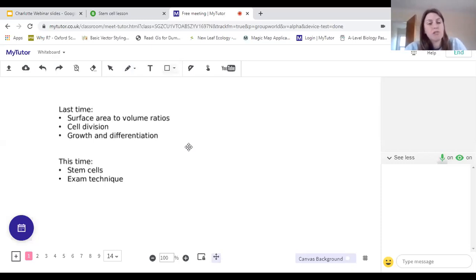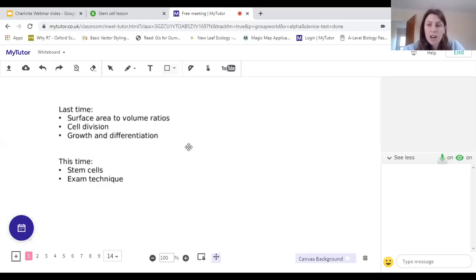This lesson, we're going to focus on stem cells and their uses in medicine, as well as a quick recap of what they are. And then we're going to go on and do some exam technique questions. So the last few lessons, we've worked through what would be module 1 of the AQA GCSE Biology specification. But it's pretty much the same across all specifications. So if you're studying OCR when you're back at school, or WJEC, or any of the other exam boards, then don't worry, this will be relevant.